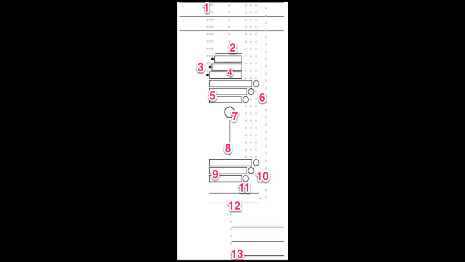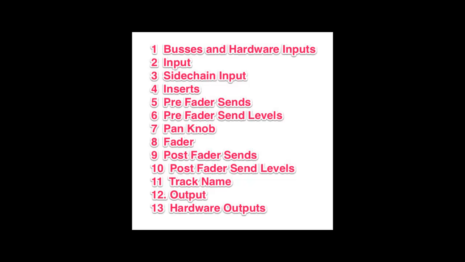This chart shows the names of the various section parts, from buses and hardware inputs at the top to hardware outputs at the bottom. This is the basic scheme for our channel strip.